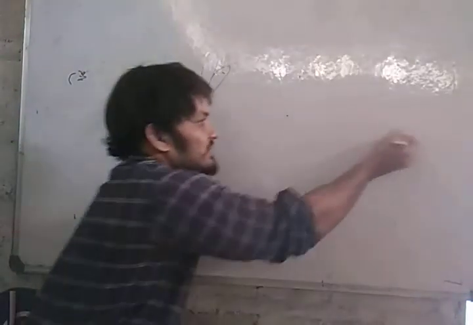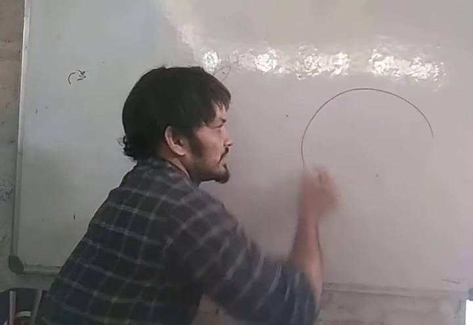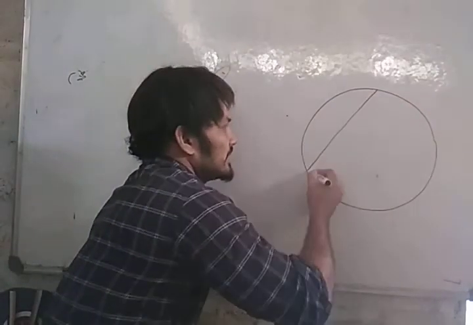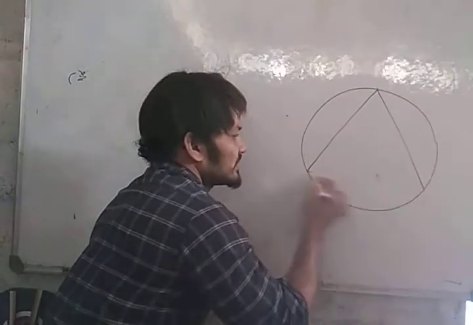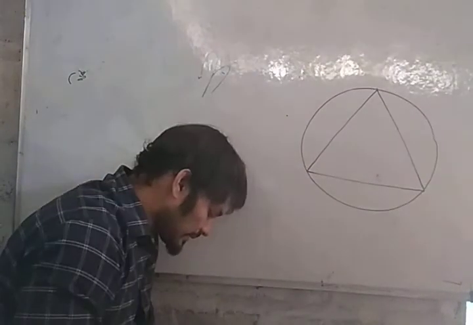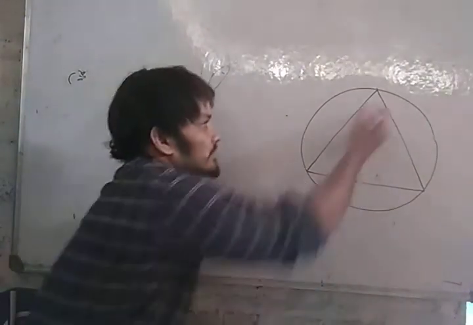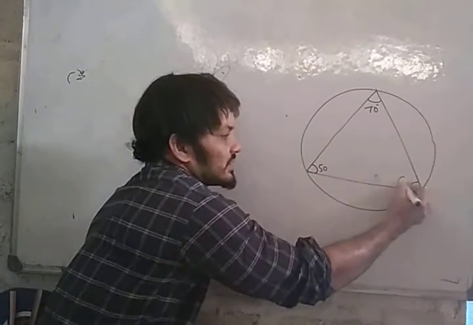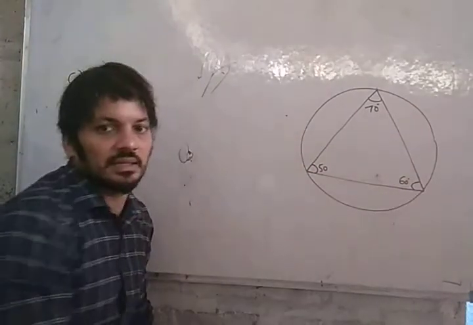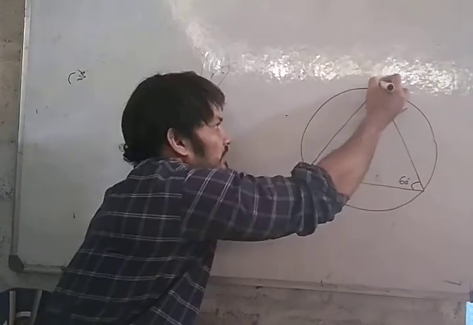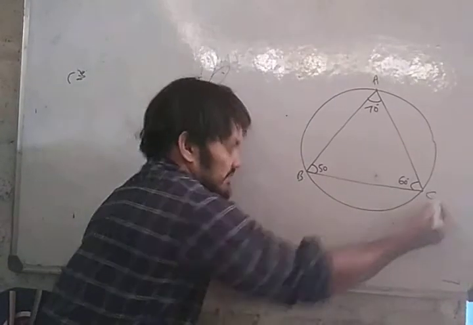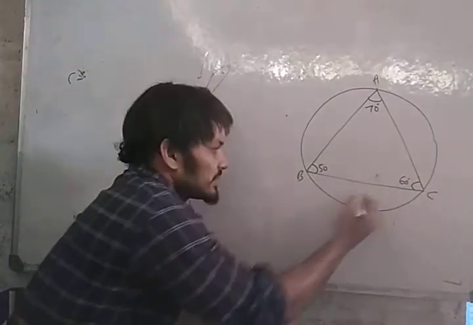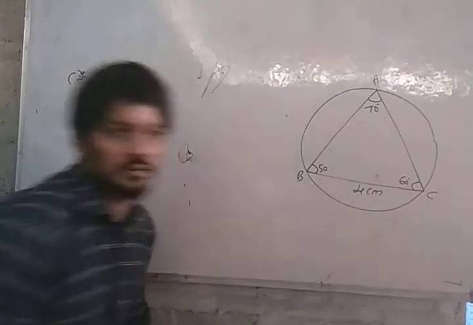Same page, question number 3. A circle is given. This is the triangle, all vertices of the triangle on the circle, and 70 degree, 50 degree, 60 degree given. You know the total angle of the triangle is 180 degree. Just give the names A, B, C, and 4 centimeter. Like this solved, okay, by this one question.